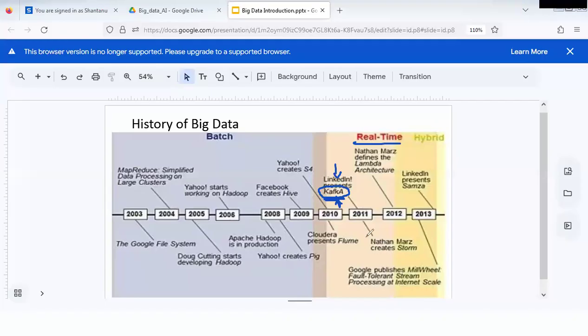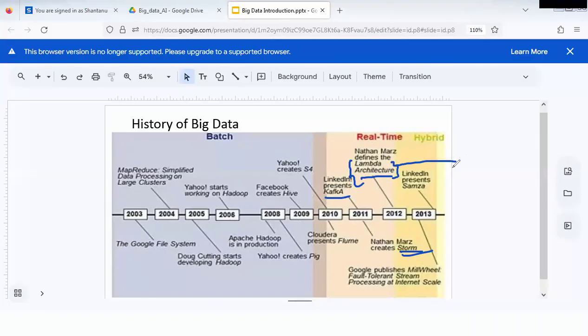Now we will be talking about Kafka, which was introduced by LinkedIn. Maybe today's session or maybe some other session, but yes, we will be discussing Kafka. And then there is Storm, which is another tool for real-time data analysis. Then the next thing was an architecture change, where they created a Lambda architecture. What does Lambda architecture mean?